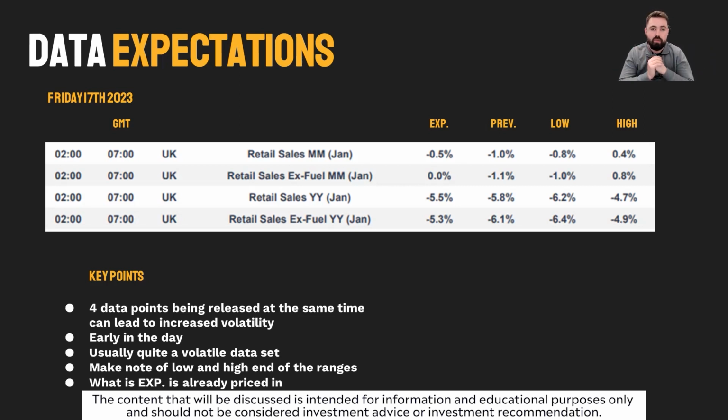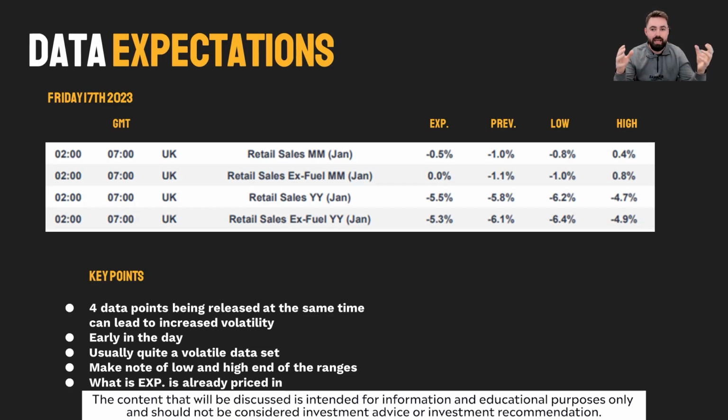Now, off that headline month-on-month figure, we're looking at minus 0.5. So that would actually be the 12th negative reading out of the last 14. But remember, this is already priced in. So while on the face of it, it's a pretty bad number, if it does come in at minus 0.5, well, the market expected that, and we will not actually move.